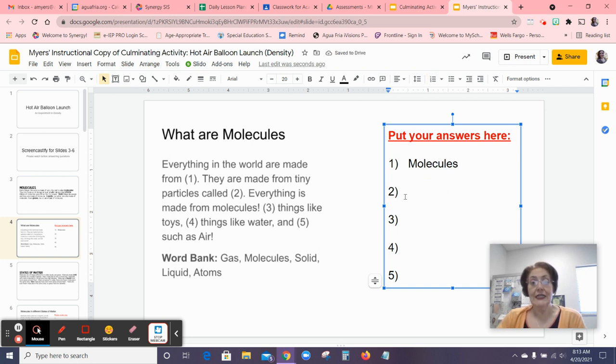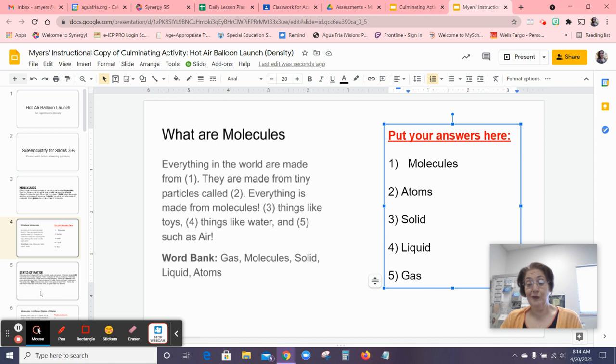They are made from very tiny particles called, well, the next one is atoms. Everything is made from molecules. Blank things like toys, so that would be solid. Blank things like water, so that would be liquid. And then blank things like air, that would be gas. Okay, so that's what you would do there. I'll give you an example. Okay, so let's go ahead on to the next slide.